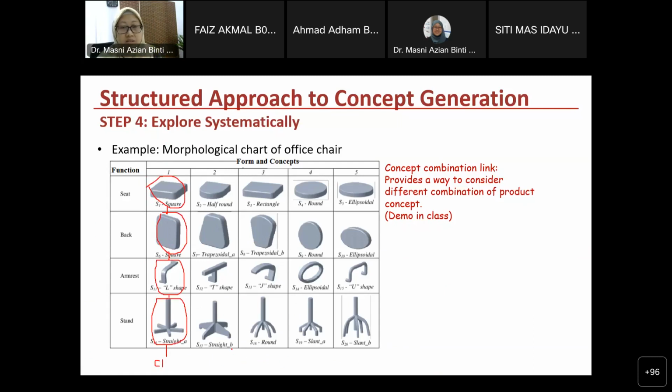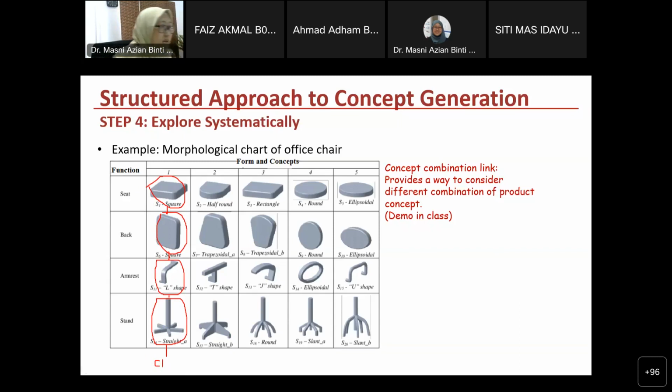Sorry, I have to write with the mouse, so the shape looks a bit funny. That is your concept 1. The combination of different functions would be your first concept. Let's say you want to create a different concept. I suggest everyone must generate at least 2 concepts. So maybe for the second concept you play around with different combinations. Wait, I cannot change the color.